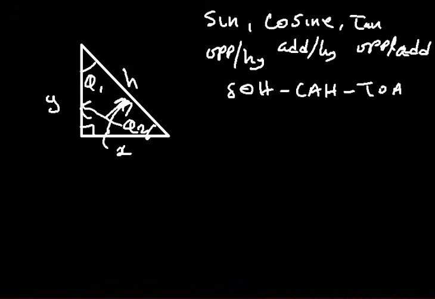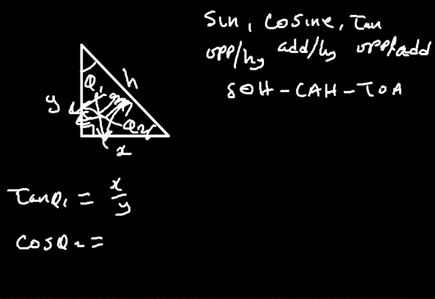Also, if we use the other angle, theta 1, this is its opposite side and this is the adjacent. That will be given as tan theta 1, which is equal to x over y. And this is its adjacent, and this is the hypotenuse. Adjacent over hypotenuse is cos theta 1, which is y over h. And this is its opposite, and this is the hypotenuse, so sin theta 1 is x over h.